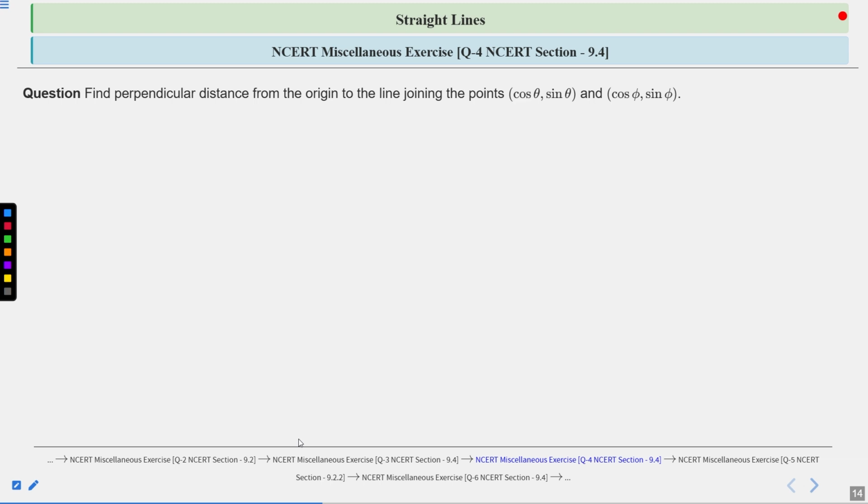In this question, we have to find the perpendicular distance from the origin to the line joining the points (cos theta, sin theta) and (cos phi, sin phi). So how would you approach this question? Think about this for a moment. You have 30 seconds to try to solve this question, and then we will provide the solution.